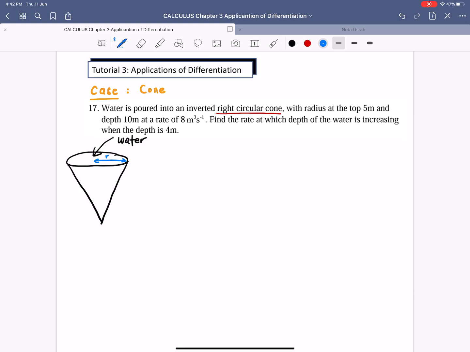And then we have the depth of the cone, which is given by this. Let us denote it by h. Then h equals 10. So water is poured.